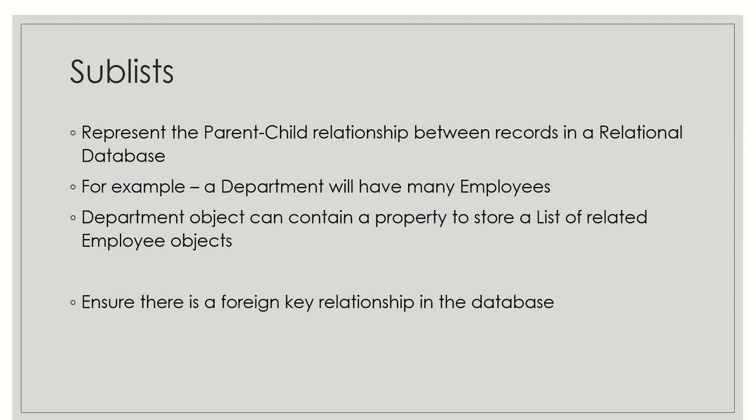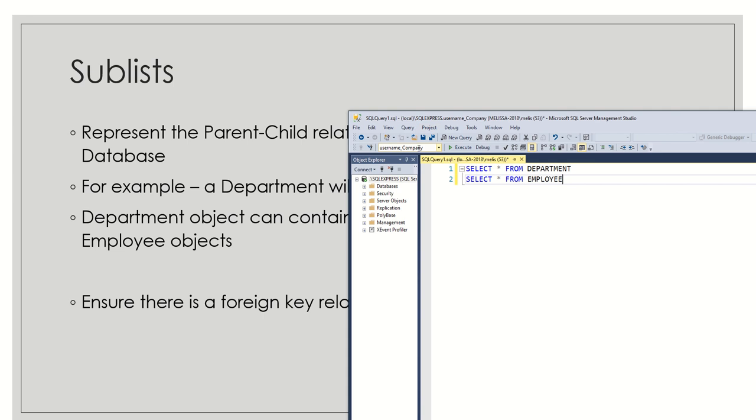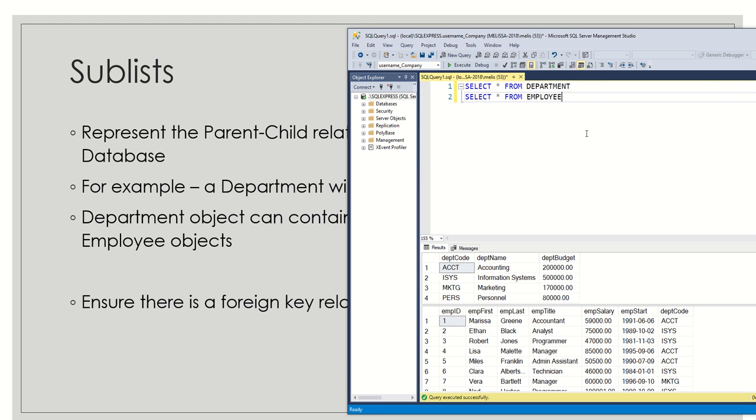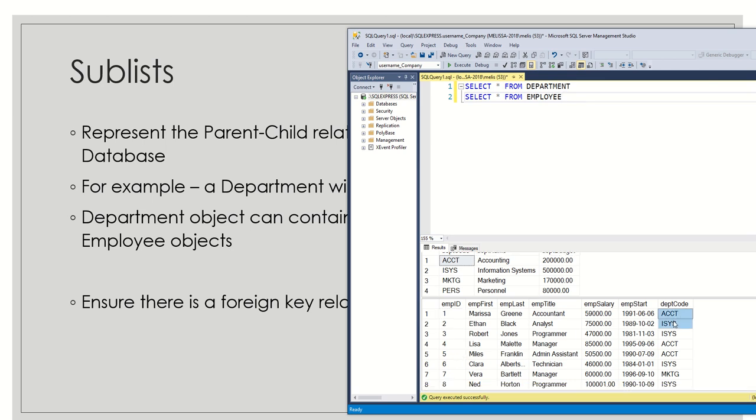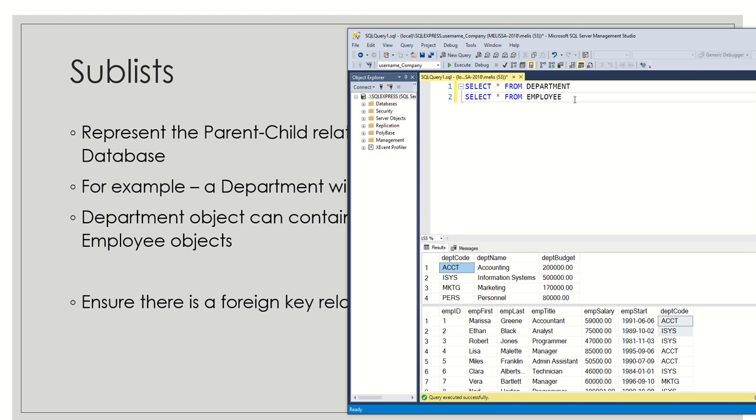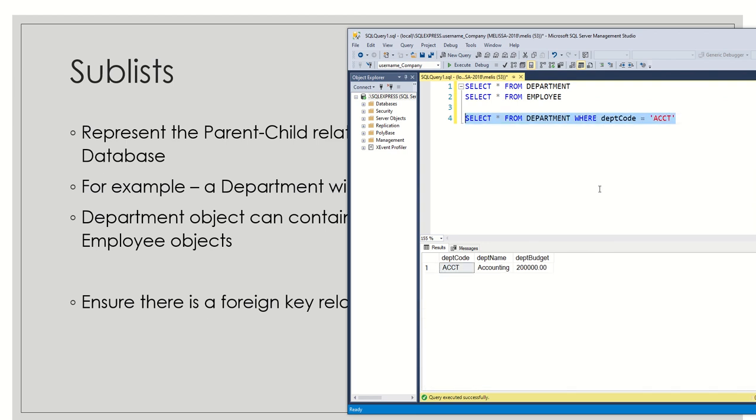Just as a refresher, I will open up our department and employee database tables. We're using the company database, and when I execute these two queries, we can see that we've got departments here and employees there, and department code is the foreign key. So when we retrieve data about one department, say for example the accounting department, we also want to retrieve the employees that are a part of this department.